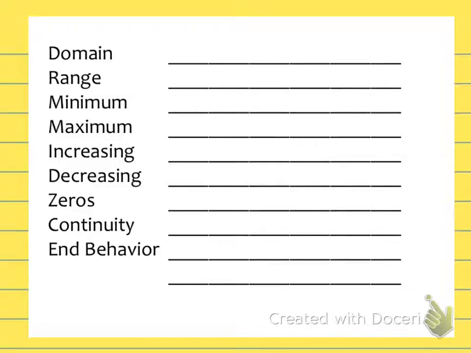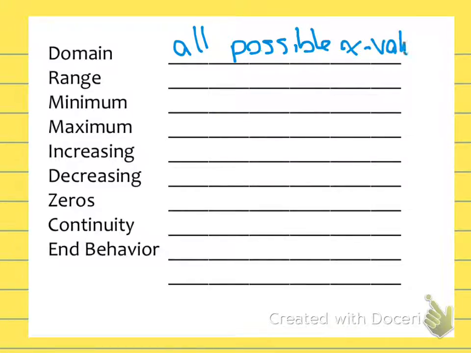So for instance, when we talk about domain, we're talking about all possible x values. That's what we're talking about when we say domain. And range would then be all possible y values.